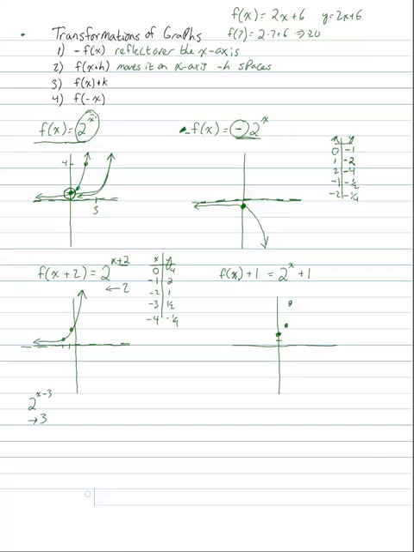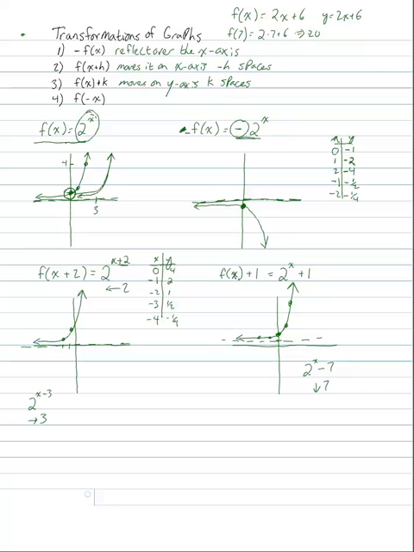If I sub in -1, I'd get 1/2 plus 1 is 1 1/2. -2, 1/4 plus 1 is 1 1/4. So every point should have shifted up 1 space. So if I'm adding outside the function, it moves on the y-axis that many spaces. So if I'm adding 1, it moves up 1. Say if I want to graph 2 to the x minus 7, it would move down 7.